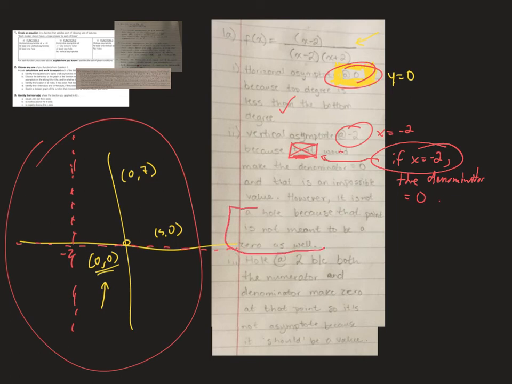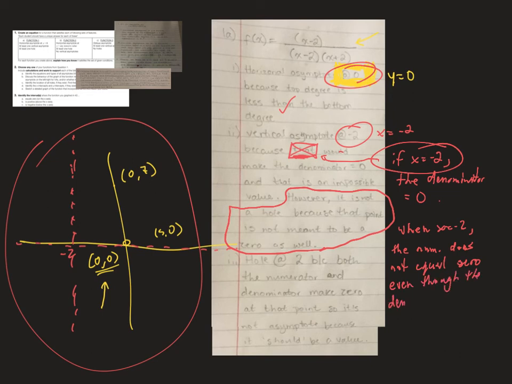I'm not sure what you meant. I think you're trying to say it is not a hole because when x equals negative 2, the numerator does not equal 0, even though the denominator does equal 0. Okay, we have to use the specific language for math.